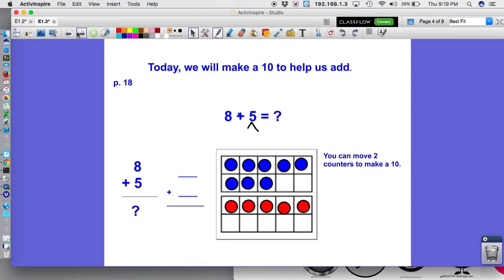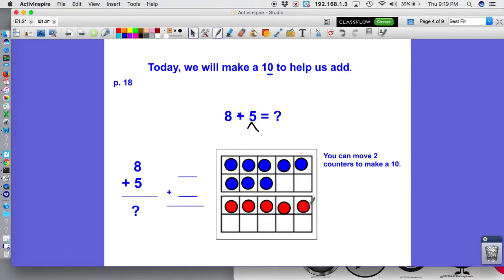Today we will make a 10 to help us add. Adding add-ins to 10 is very easy because all we have to do is substitute the 0 in the ones place for the other add-ins.